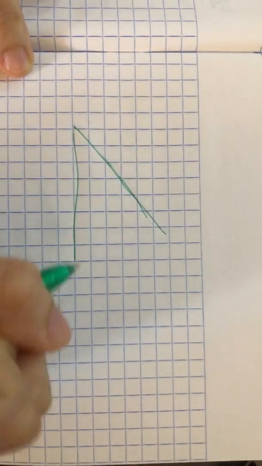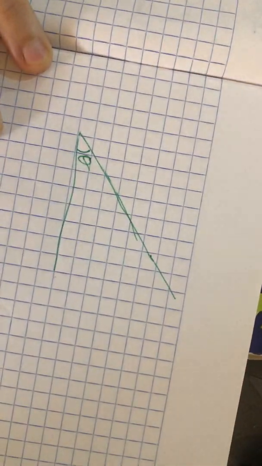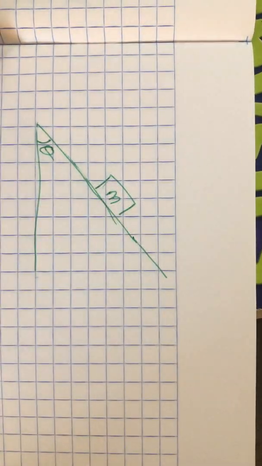Okay, class, so this is for inclined plane. When you look at this inclined plane, normally they will be given one angle here, and there will be one block with a certain mass. Let's say the mass of this block is m.